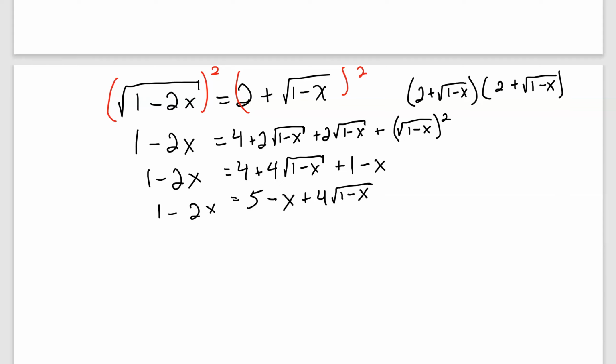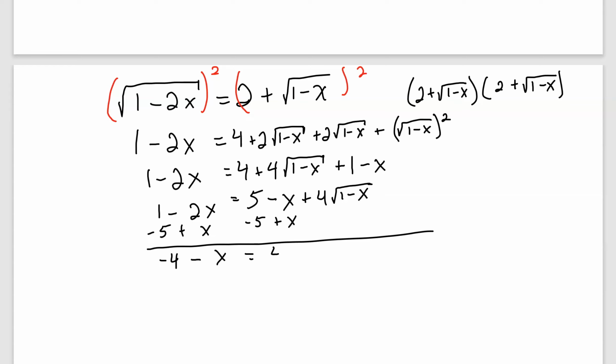1 minus 2x. I'm going to notice I still have a radical, so I need to move everything to the left side now. So I'll subtract 5 and I'll add an x. And so I get negative 4 minus x is equal to 4 times the square root of 1 minus x.